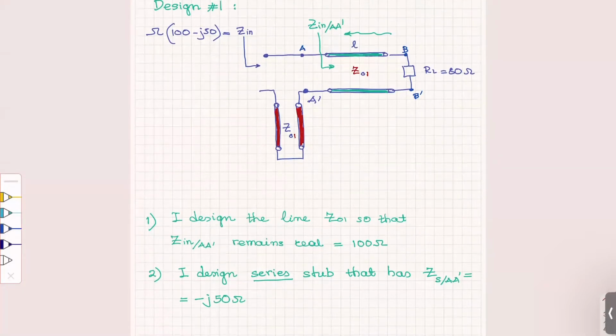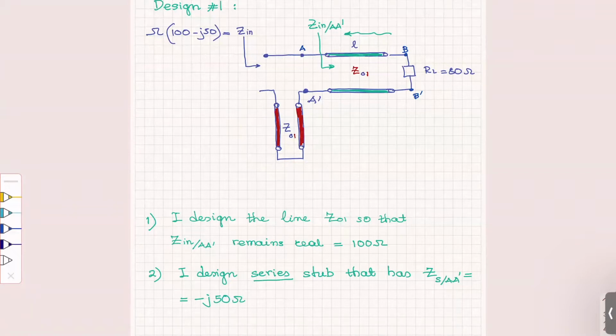I have two things to do. Design the line Z01 so that the Z input at AA prime, which is this one, remains real, but becomes 100 ohms. And I design a series stub that has a ZS.